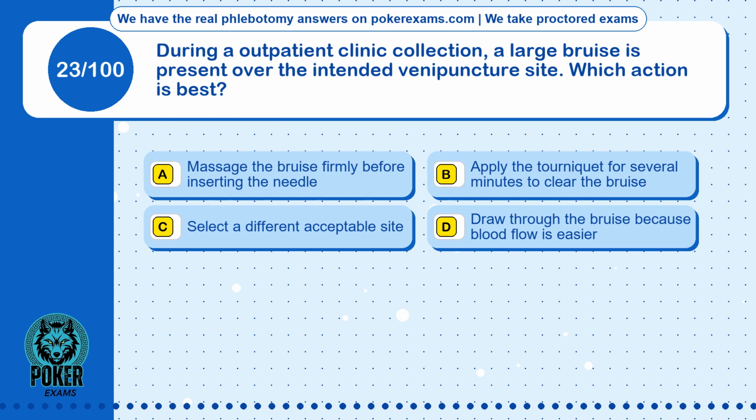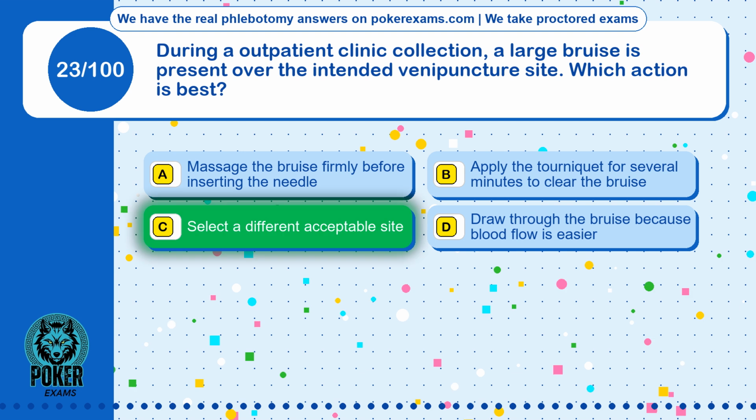Question 23. During an outpatient clinic collection, a large bruise is present over the intended venipuncture site. Which action is best? Option A, massage the bruise firmly before inserting the needle. Option B, apply the tourniquet for several minutes to clear the bruise. Option C, select a different acceptable site. Option D, draw through the bruise because blood flow is easier.